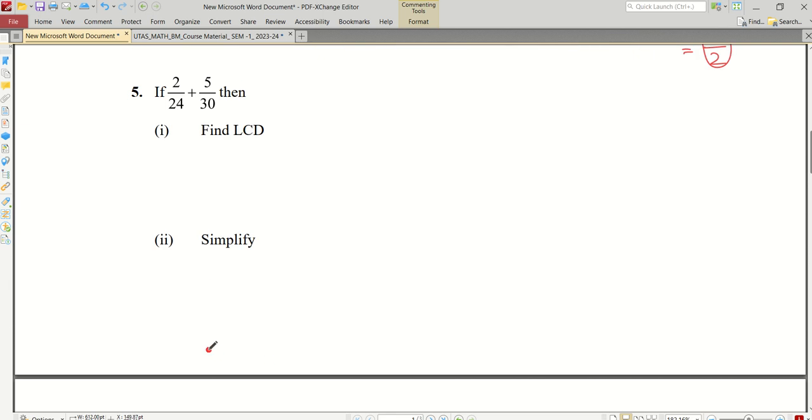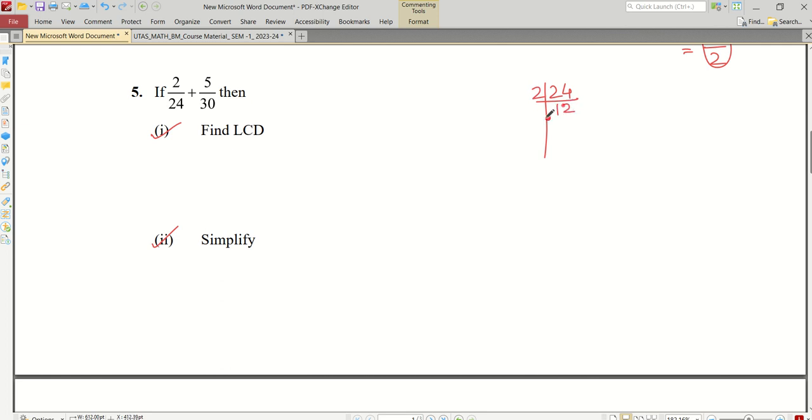So same, I have written a question here. We need to do. What is the question? Question is 2 by 24 plus 5 by 30. What two questions? Find the LCD and simplify. These two questions you need to solve. So what is the step number one? Step number one is we need to calculate the prime factors of 24.